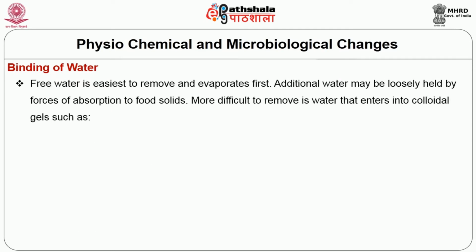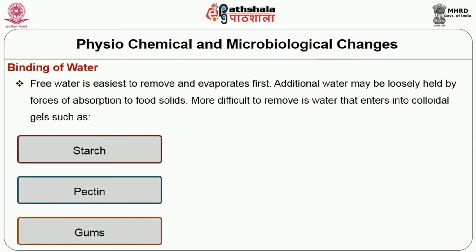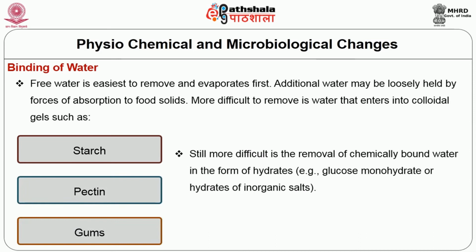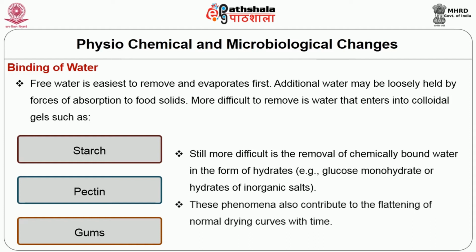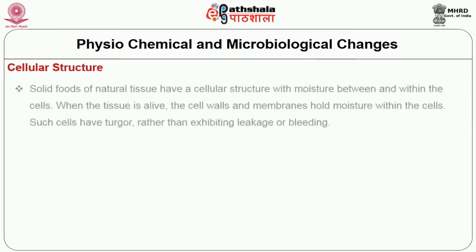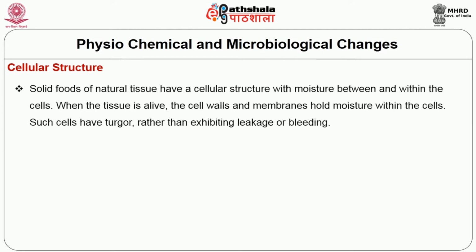Additional water may be loosely held by forces of adsorption to food solids. More difficult to remove is water that enters into colloidal gels, such as when starch, pectin or other gums are present. Still more difficult is the removal of chemically bound water in the form of hydrates, for example, glucose monohydrate or hydrates of inorganic salts. These phenomena also contribute to the flattening of normal drying curves with time. Next we will see about what happens to the cellular structure.